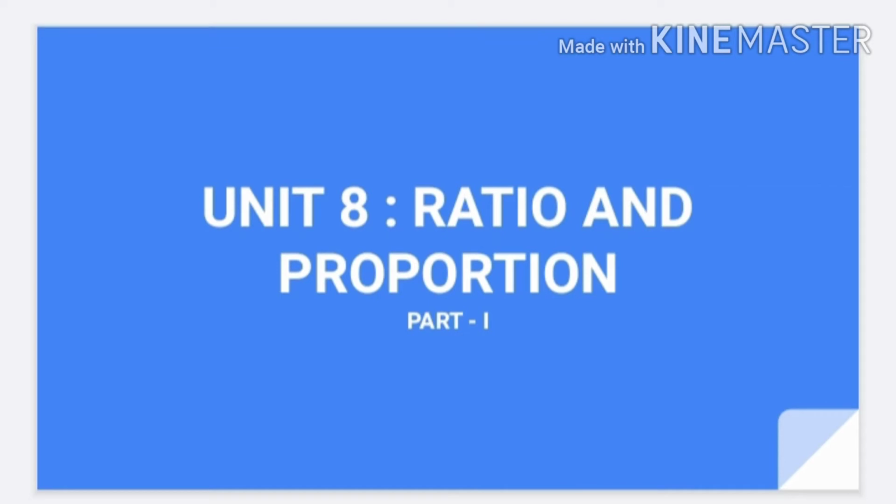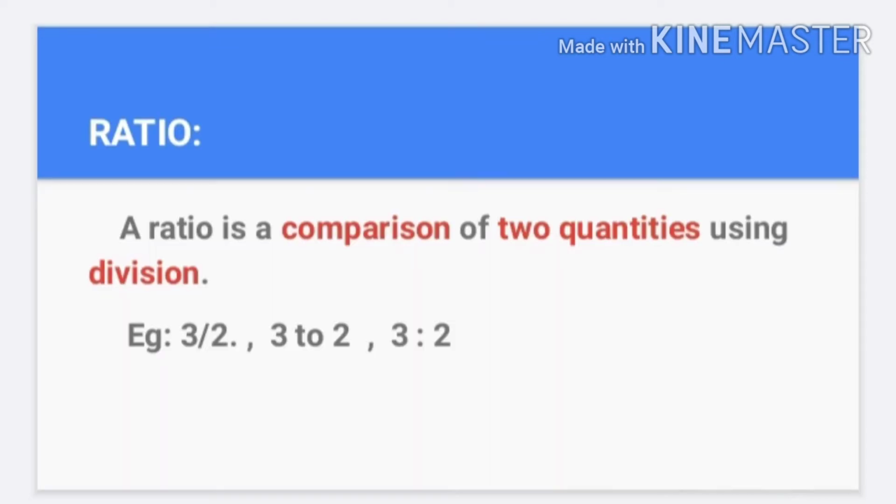Now I am going to teach Unit 8, Ratio and Proportion. What is a ratio? A ratio is a comparison of two quantities using division. Example: 3 by 2, 3 to 2, 3 is to 2.